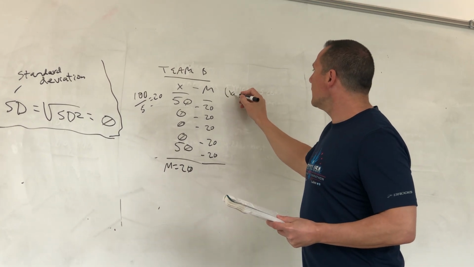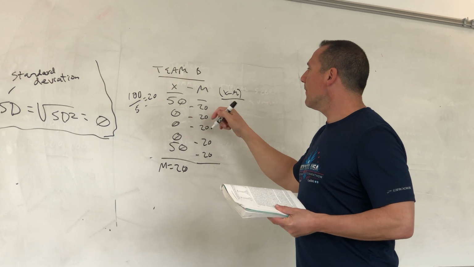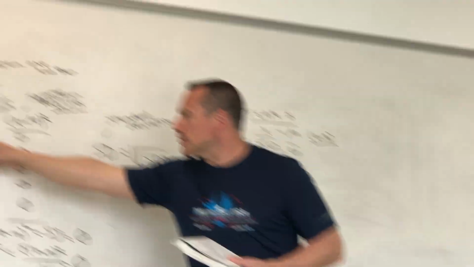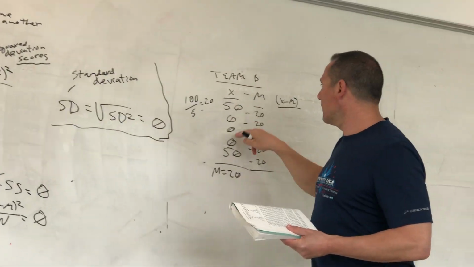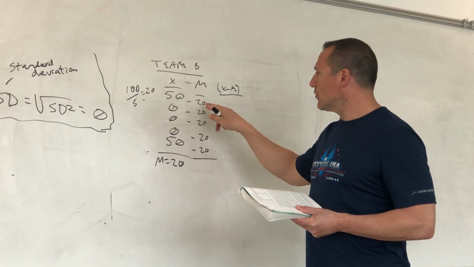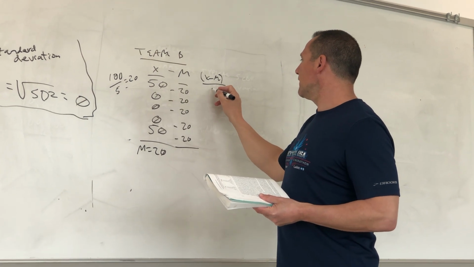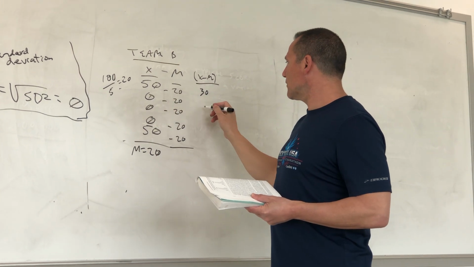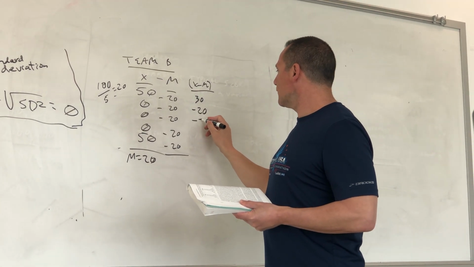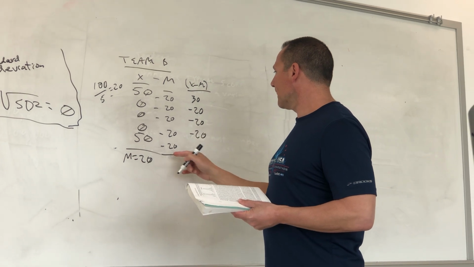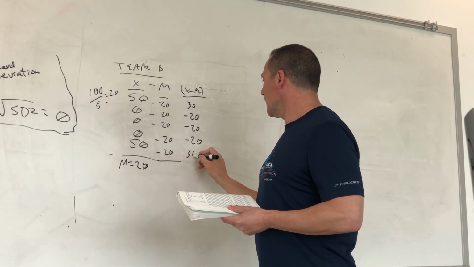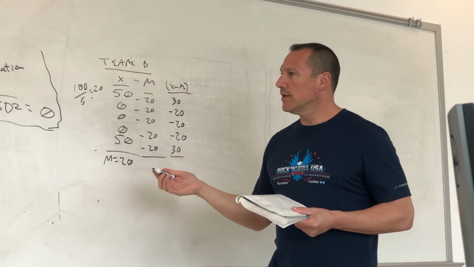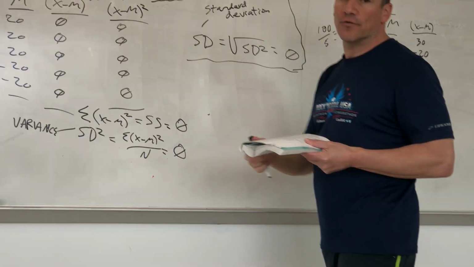Next, we're going to get the deviation scores. X minus M. How much does each particular score deviate from the mean? Here, none of the scores deviated from the mean. Here, all the scores are going to deviate from the mean. No one scored 20. So this one is 50 minus 20 is 30. That raw score is 30 above the mean. 0 minus 20 is negative 20. Negative 20 again. Negative 20 again. And 50 minus 20 is 30. So these deviation scores are substantially different from the deviation scores over here.